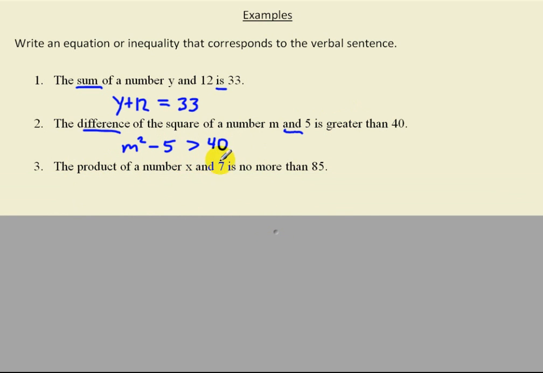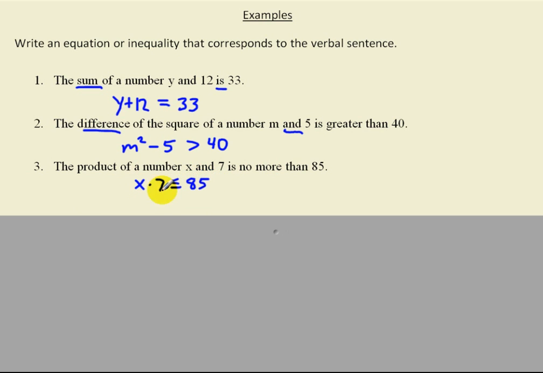Okay, the product of a number x and 7 is no more than 85. So it could be less than 85. It can be 85 exactly, but no more than 85. So if you want, you could write x times 7. No more than means less than or equal to 85.